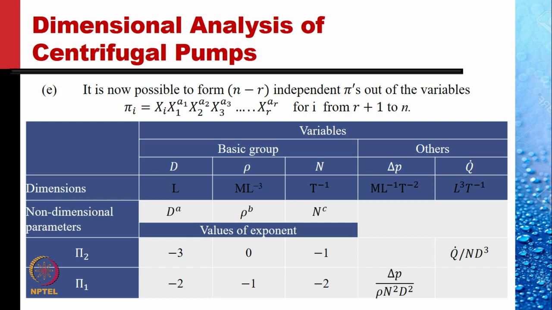So that the non-dimensional pi number, the dependent pi number, comes out to delta P divided by rho N square D square. I have marked with a rectangle the independent parameter, and the other one, pi 1, is the dependent parameter, marked in red.